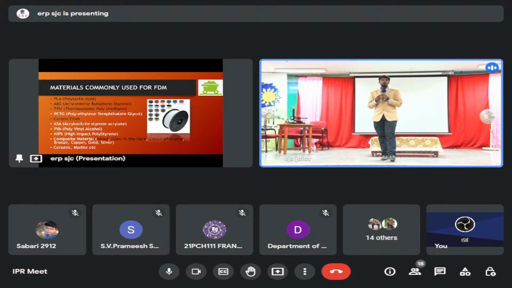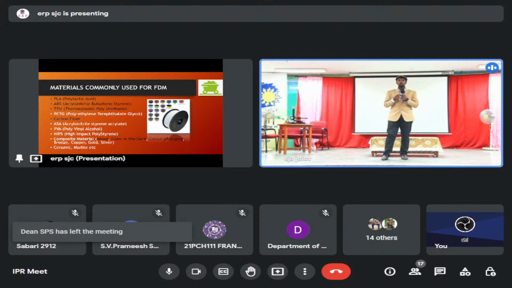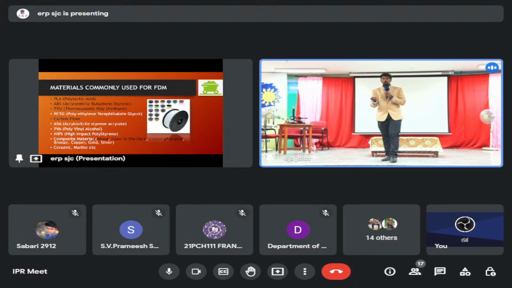The second thing is the materials: we can use a wide variety of materials to develop different types of components. I can give you some model filaments, you can take a look. On that side you can see there are lots of filaments we can use as raw material. First, as I said, we use PLA or polylactic acid.